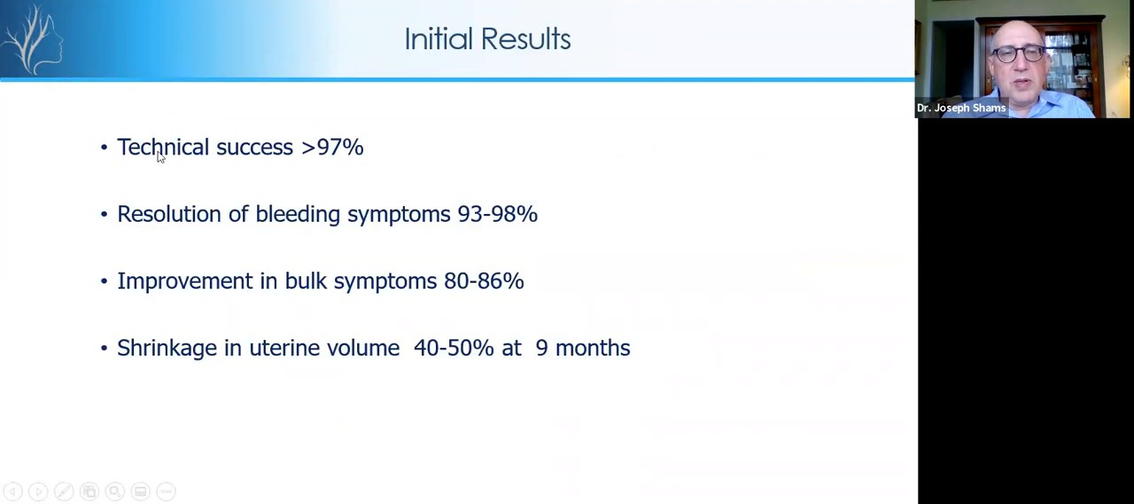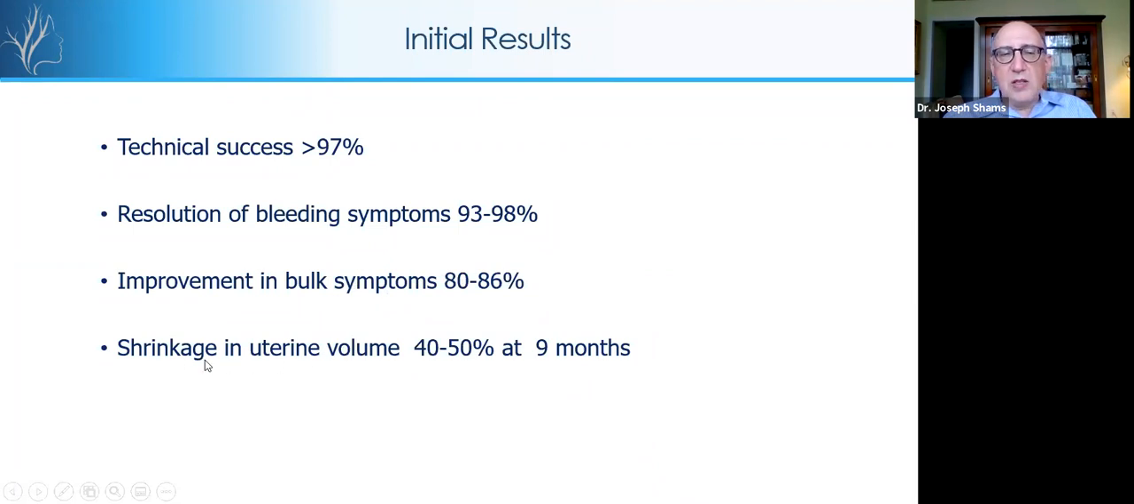So let's give you a little bit of data. The technical success rate for fibroid embolization procedures is over 97%. Excellent, really excellent technical success. If patients present with bleeding symptoms, then about 93 to 98% of the time, those symptoms are going to resolve following the procedure. As for improvement in bulk symptoms, in other words, if a patient comes only with symptoms of an enlarging mass and feeling bloated and so on, about 80 to 86% of the time they'll have resolution of symptoms after this procedure.